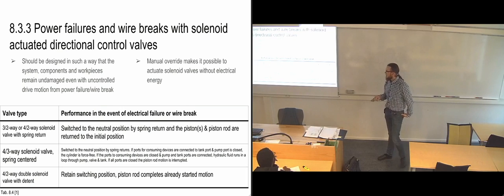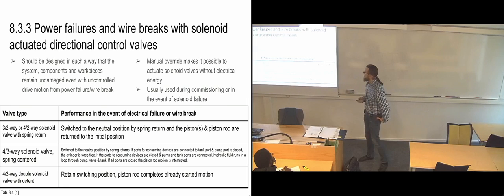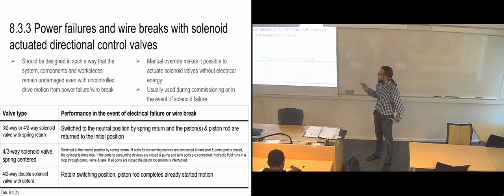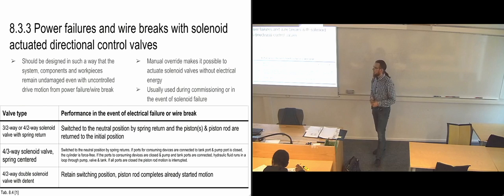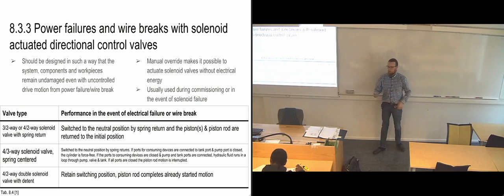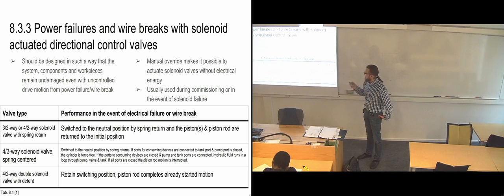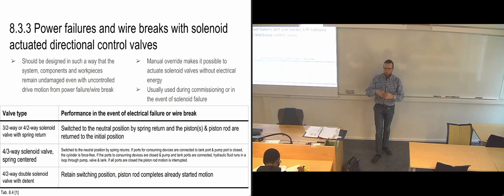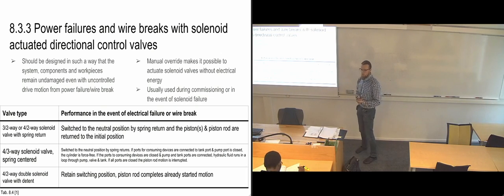Right, so there was actually one more point on this slide before we went to break, but I forgot it. So we usually use manual overrides during commissioning, so when we're building a system and designing it and testing out that it's working, or if a solenoid is failing, basically. So for the most part, so long as your solenoid is working and your system is fully operational, you're finished building it, then your solenoid is going to work also.